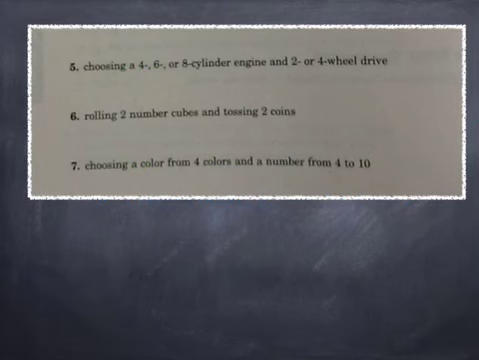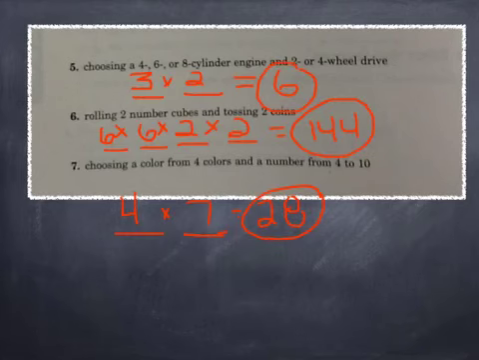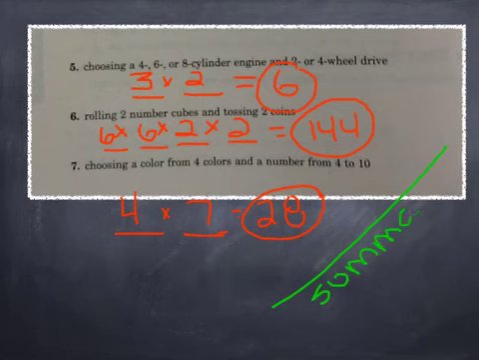Now it's time for you to try. Go ahead and work out number 5, 6, and 7 on your own using the fundamental counting principle. And then when you're done, you can keep going and check your answers. Here is the key to the U-try. So now you want to go ahead and write your summary and rate yourself.